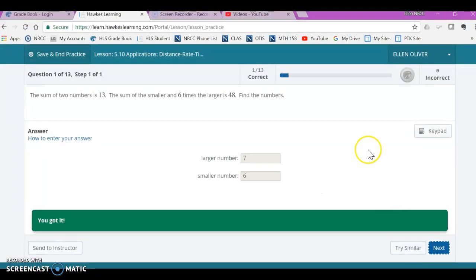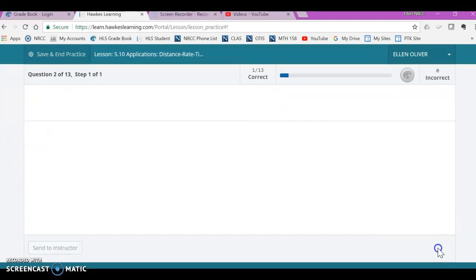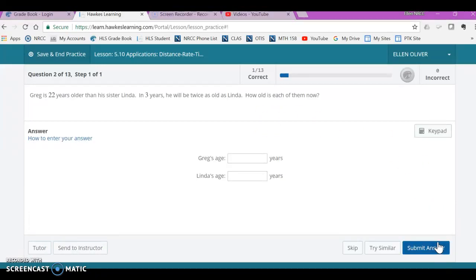Now again, I want to remind you before you click on next, if this was you doing this at home, you're going to try similar and you're going to do 3 or 4 of these problems that look exactly the same except for the numbers are different. And really just drill one type of problem before you click on next. So that was a number problem. Now we've got an age problem.